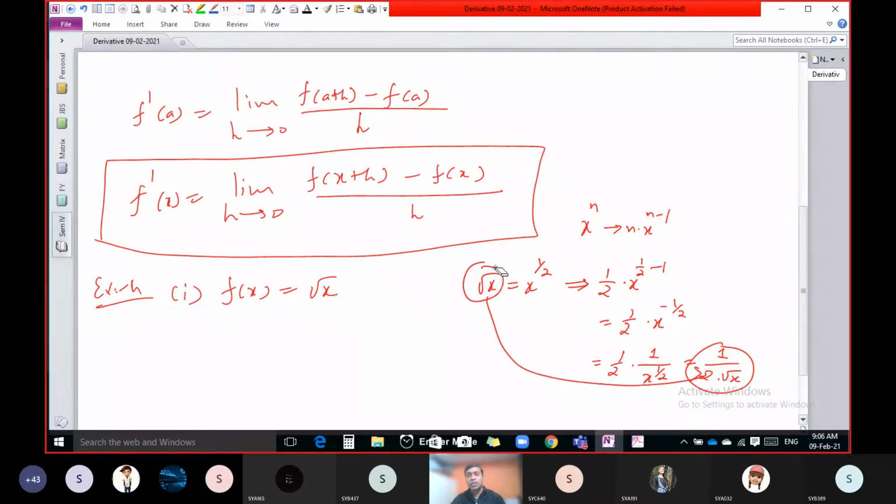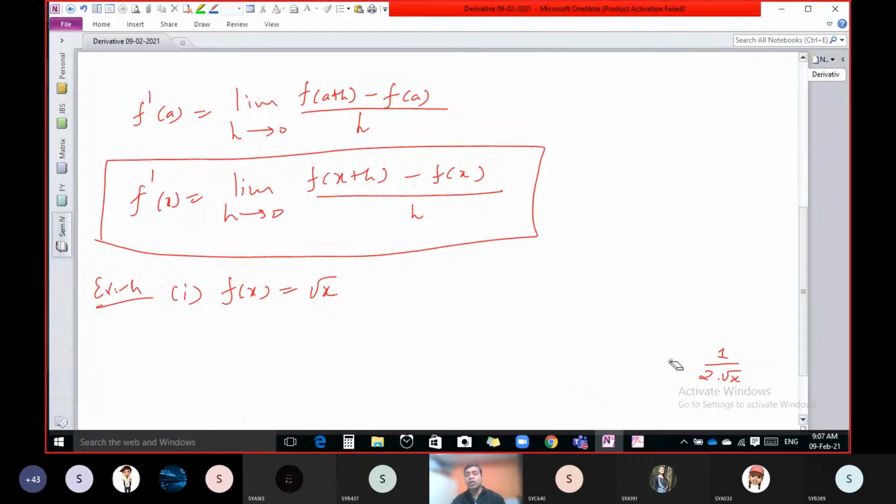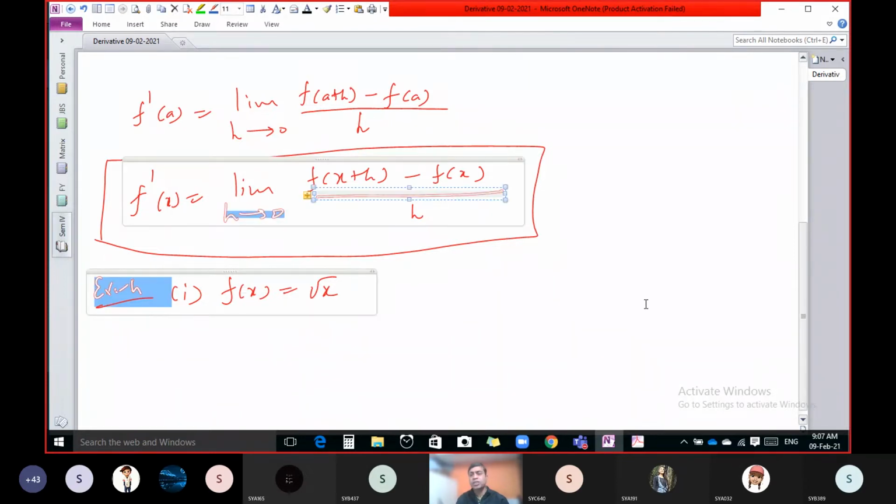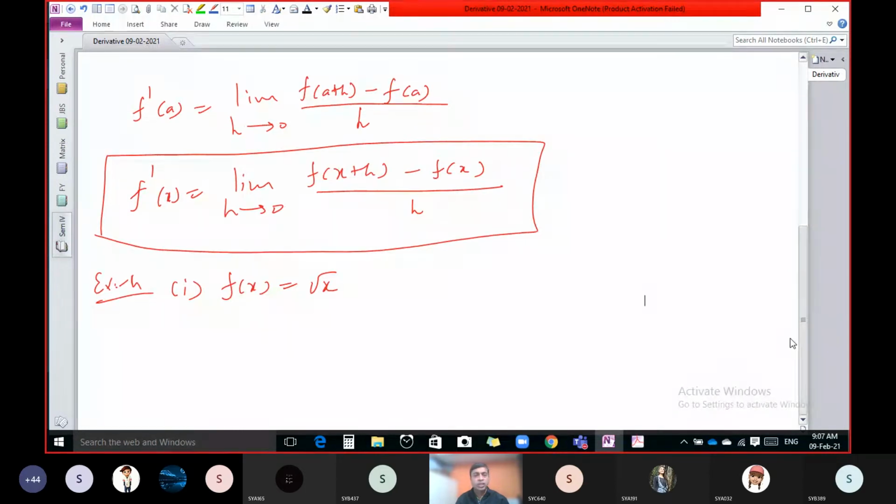But now I want to prove this without using this result. I want to prove that the derivative of root x is 1 upon 2 root x, and that also by using the definition. So what do we have to do? Let us start. First thing, in place of x, put x plus h. So we get f of x plus h equal to root of x plus h.